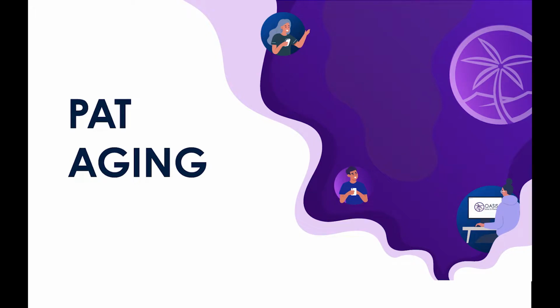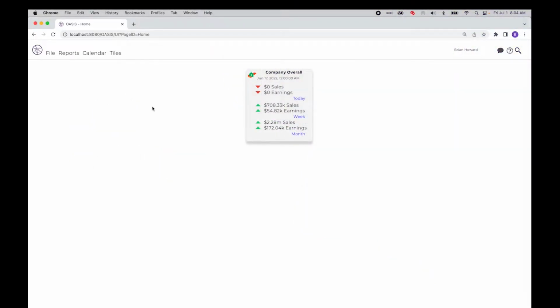A little bit about pat aging. It's a new feature within Oasis that allows basically any Oasis user to take a look at what should have been paid or what income will look like into the future. So there's a lot of little details in here that take a little bit of explaining to get to. But before you can use pat aging, there's a little bit of setup that is required.